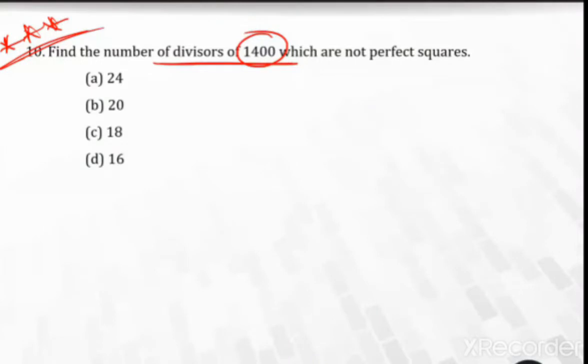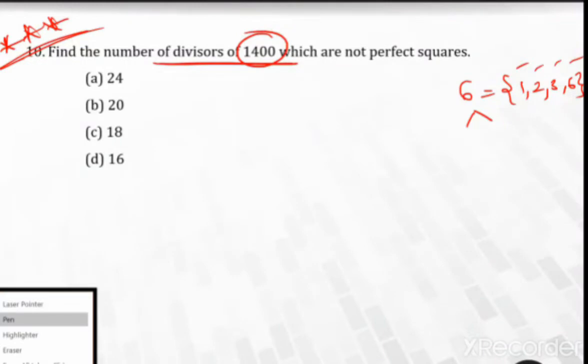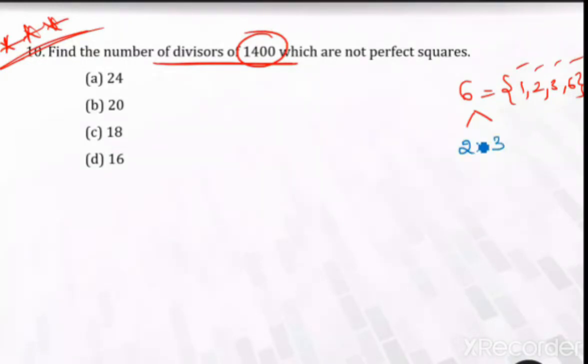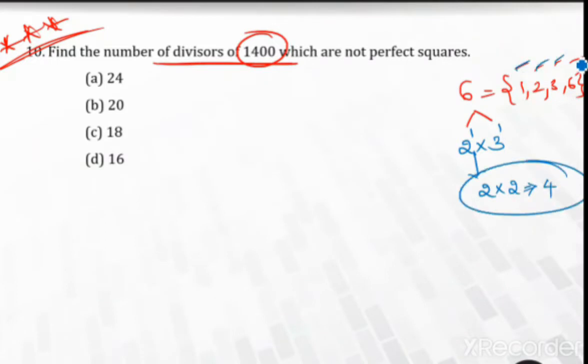Factors. For example, 6. How many factors are there? 1, 2, 3, 6. These are the factors for 6. This is the traditional approach. Now, what is the shortcut trick here? Shortcut trick is 2 into 3. To calculate number of factors, 2 power 1 and here 3 power 1. 1 plus 1 is 2, 1 plus 1 is 2. 2 into 2 will give the result as 4. Total number of factors for 6 is 4.